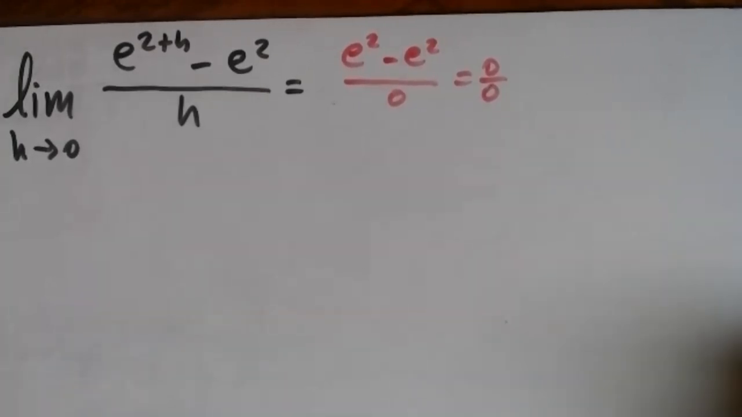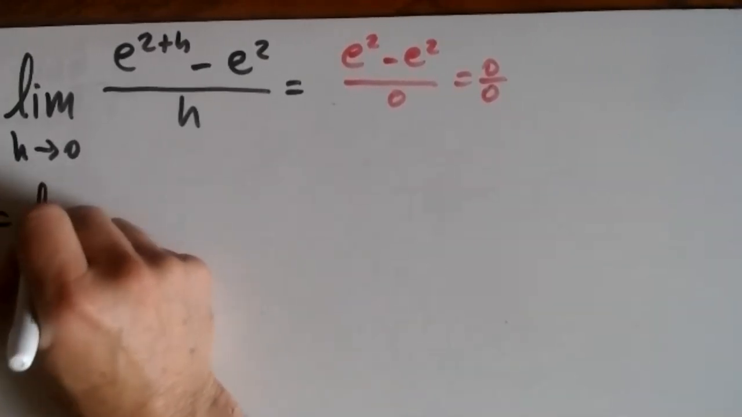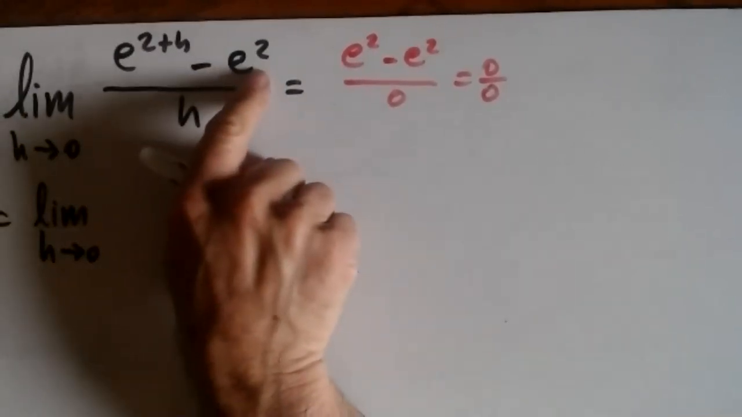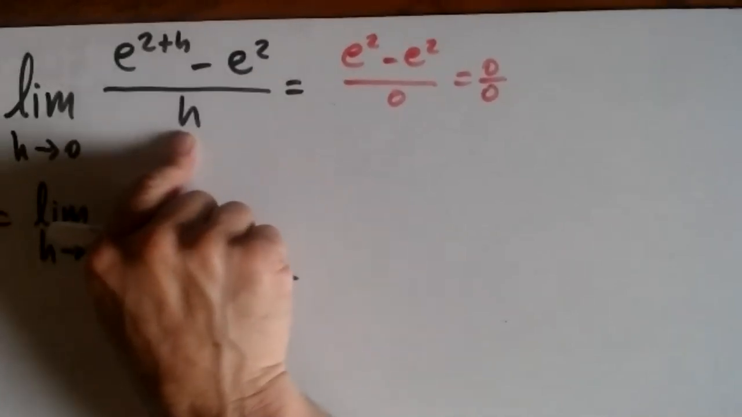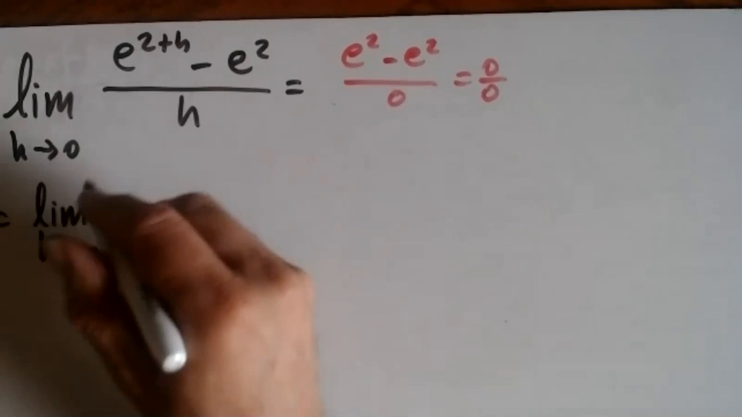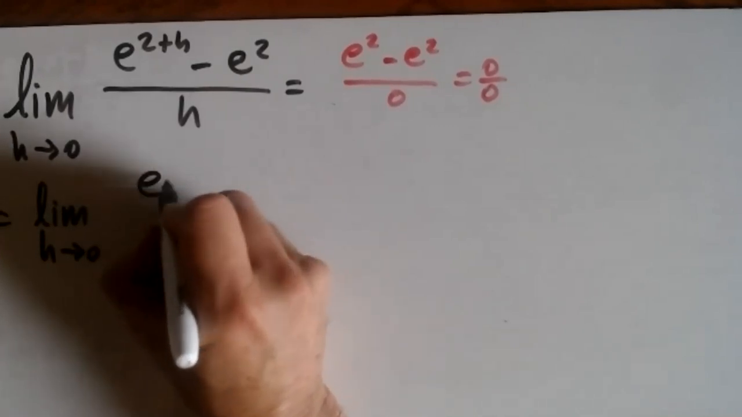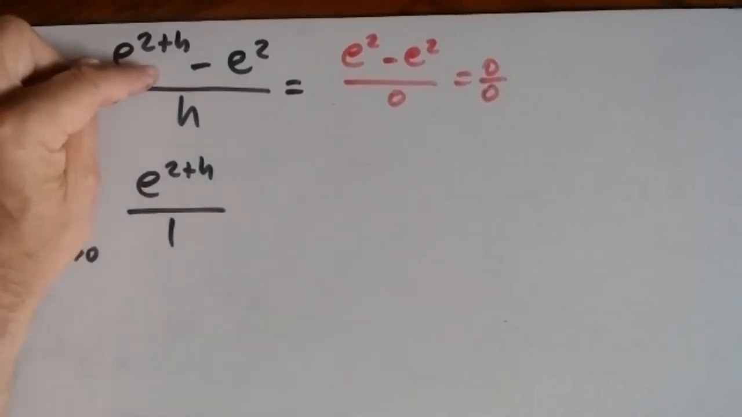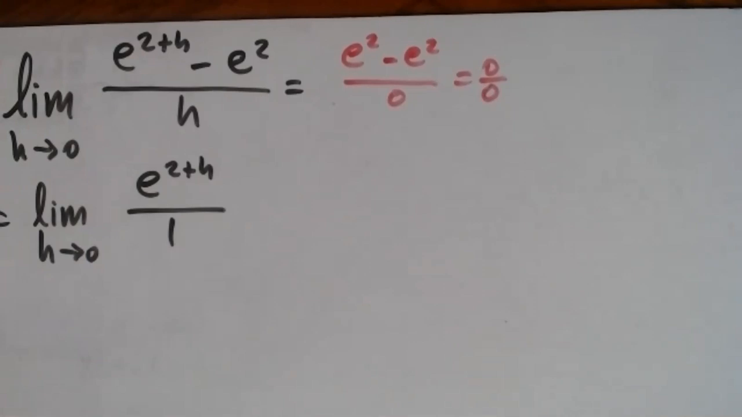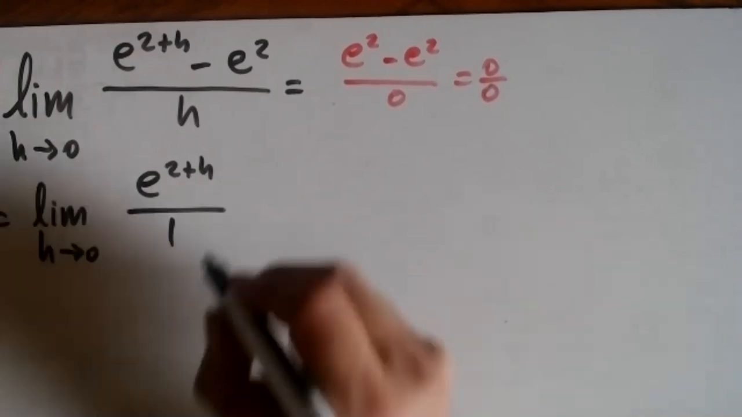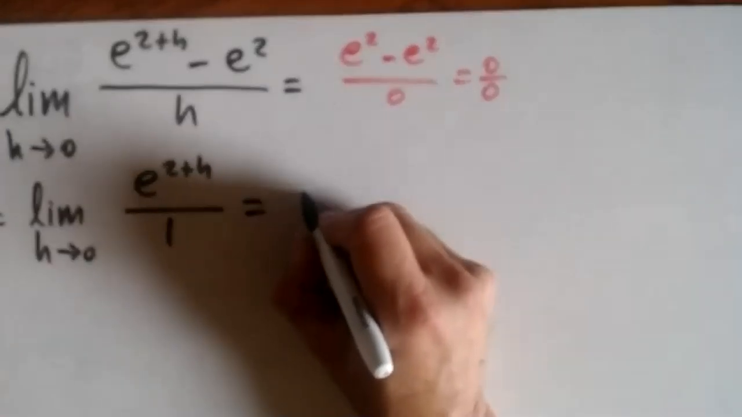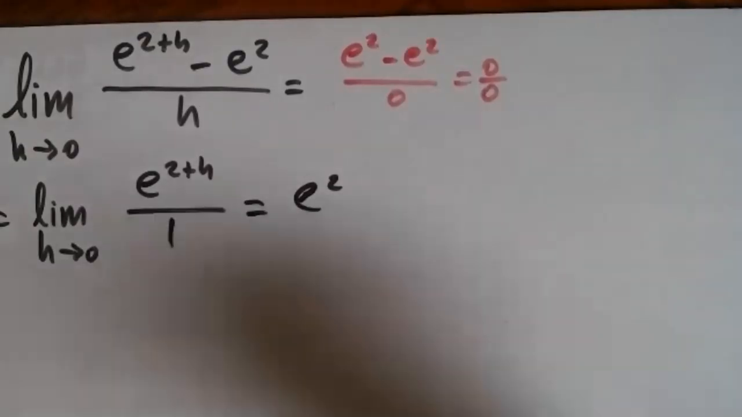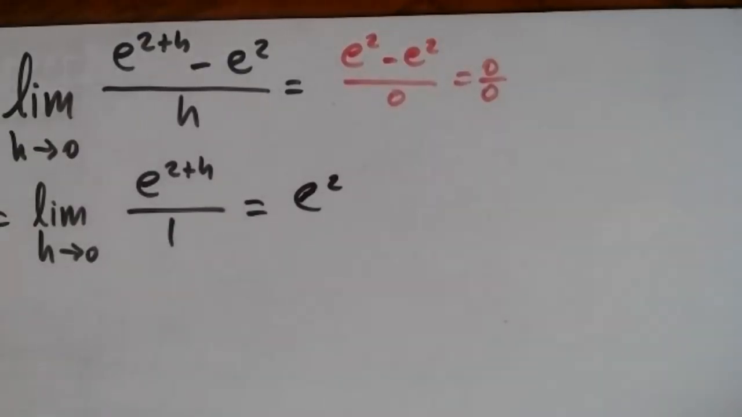So we can use L'Hopital. So this is going to equal the limit when h approaches 0. The derivative of this is 0 because e squared is a constant. The derivative of this is 1. We are going to take the derivative with respect to h. So this is e to the 2 plus h over 1. Remember, the derivative of the exponential is always the same, it's the exponential. The derivative of 2 plus h is 1. So you put a 0, what do you get? This is e squared, correct? It's kind of simple, right?